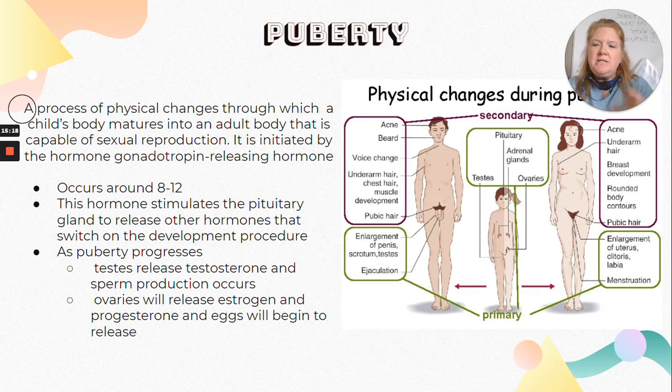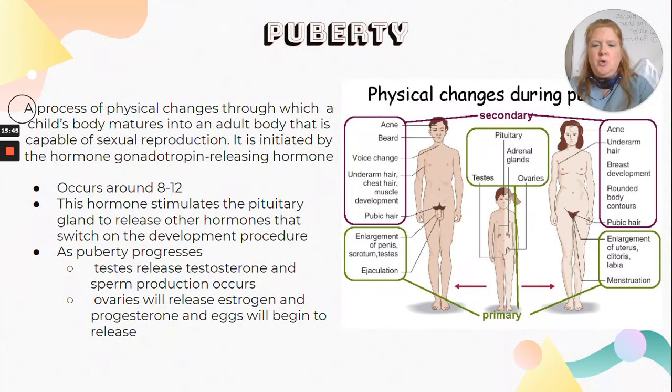Puberty. So puberty is the process through which a child's body will mature into an adult body. So it's developing secondary sexual characteristics. It's initiated by the gonadotropin releasing hormone. It usually occurs somewhere between ages 8 and 12. But the important part is that hormone stimulates the pituitary, which is the master gland. And then it makes a whole bunch of things happen.